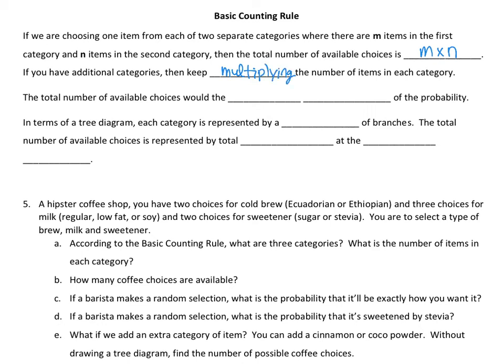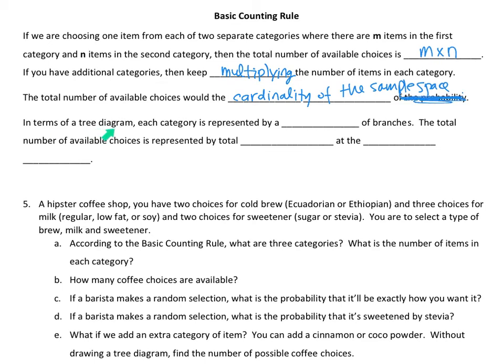Like when we added the choice of drinks, there were 2 types of drinks, so we just multiplied by 2 again. We can multiply the number of items in each category. The total number of available choices will be the cardinality of our sample space.